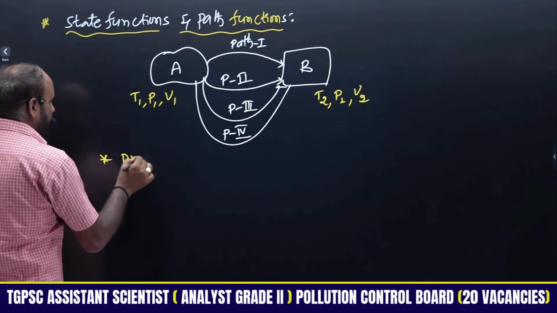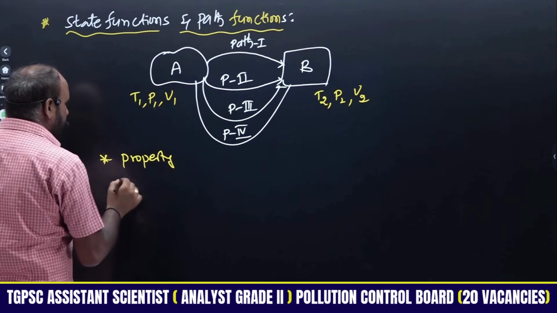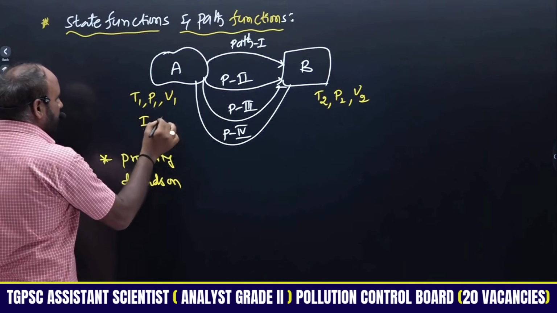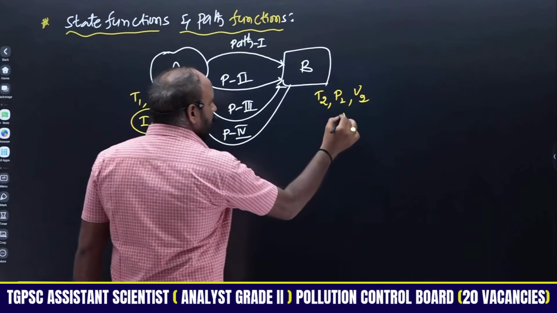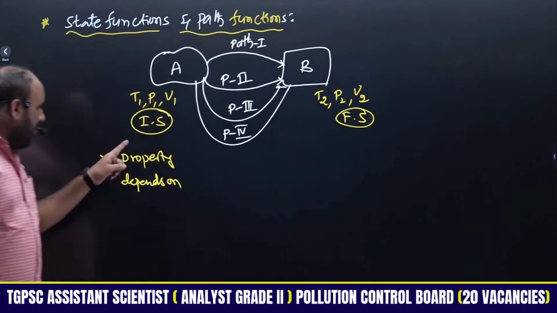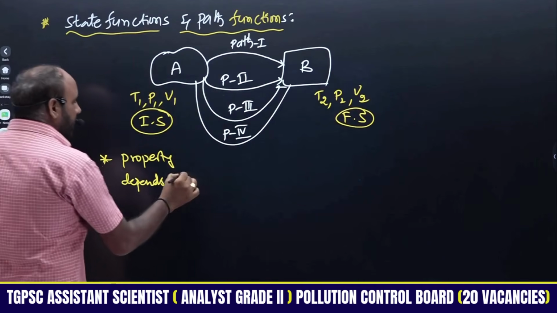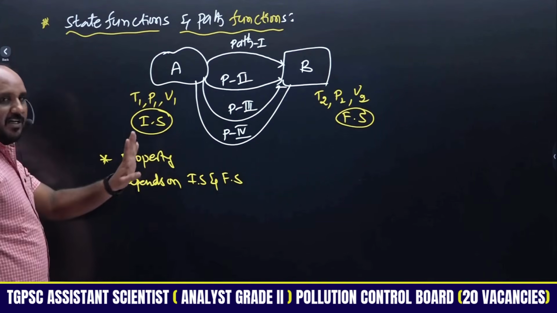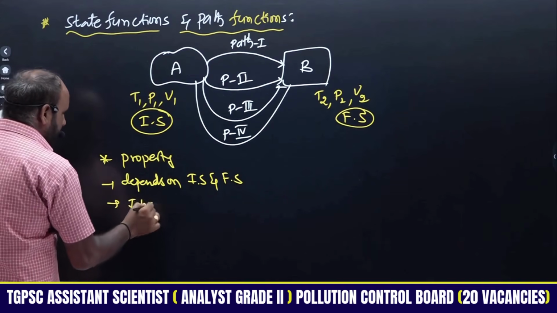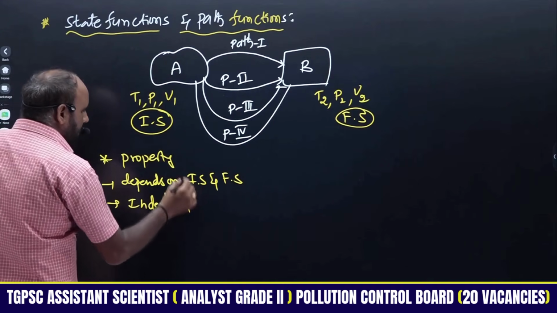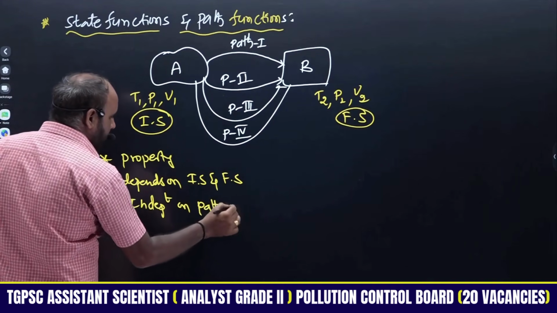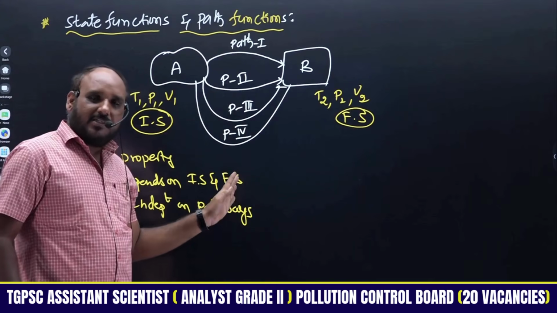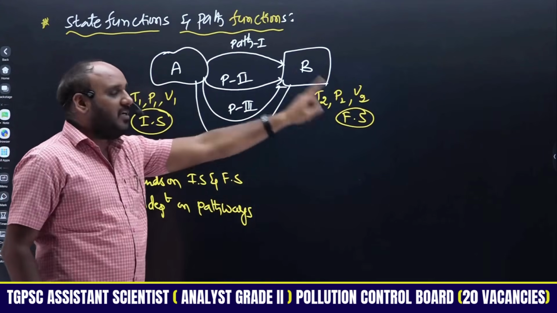That property depends on the initial state and the final state of the system, and is independent of pathways. How many pathways here? 4 pathways are there. So the property is independent of pathways and depends on the initial and final states of the system.